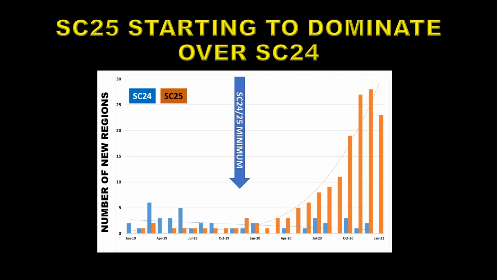But after the minimum, the situation is reversed. There are far more solar cycle 25 regions. It's actually taken off in a rather remarkable way compared with solar cycle 24. And now it's the solar cycle 24 regions that are very small and short-lived, and the solar cycle 25 regions are larger and longer-lived. So we see that solar cycle 25 is dominating over solar cycle 24 now. And that would imply to me, from the rate at which this is increasing, that solar cycle 25 is going to be a much larger cycle.